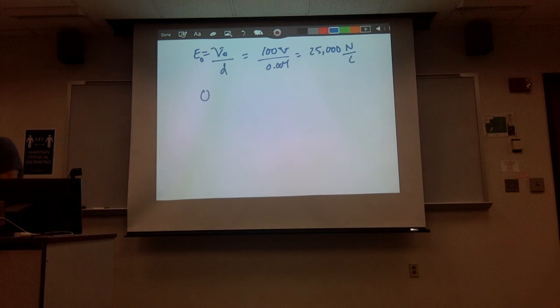My initial amount of charge is equal to the capacitance of the variable plate capacitor times the initial potential. So in this case, it's going to be equal to 30 times 10 to the minus 9 times 100, which is 30 times 10 to the minus 7 coulombs. So that's the same thing as 3 microcoulombs.